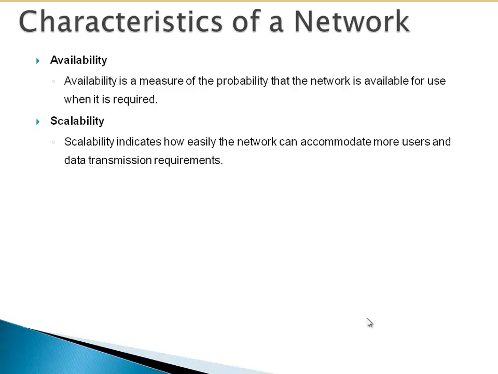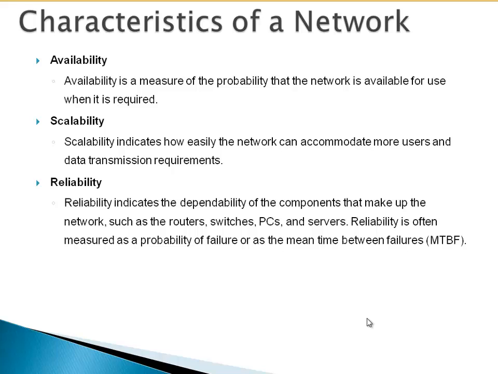Scalability indicates how easily the network can accommodate more users and data transmission requirements. So if our network grows, how easy is it to add these extra devices? Then reliability. How reliable is our network? Reliability indicates the dependability of the components that make up the network, such as routers, switches, PCs and servers. How much can we depend on those devices? They will be there when we need them. Reliability is often measured as a probability of failure or as the mean time between failures, MTBF, mean time between failures.